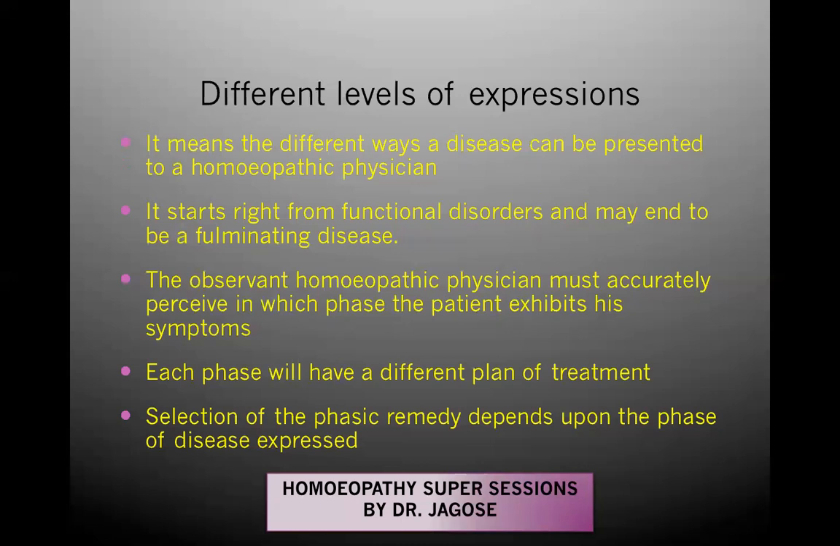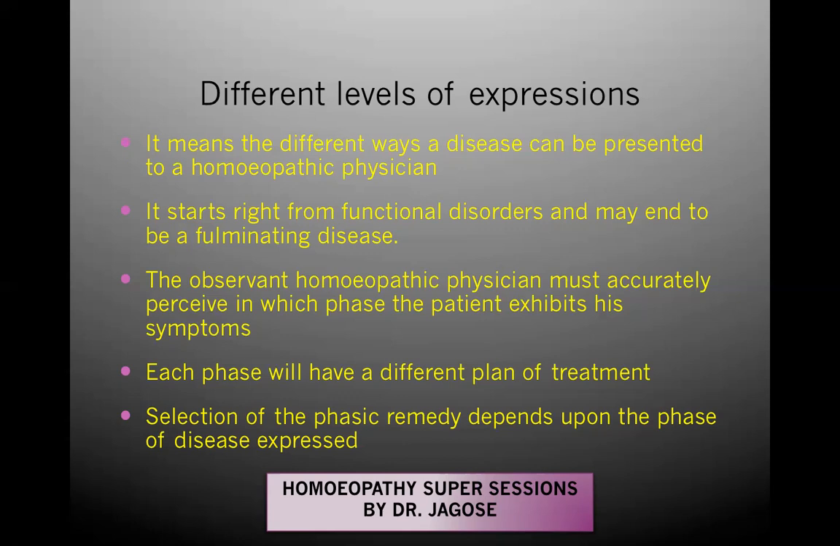Now, different levels of expression. It means the different ways a disease can be presented to a homeopathic physician. So patients come to you with different diseases, with different expressions, and it is only by this expression that the homeopathic physician can find out what is wrong with the patient. It starts right from the functional disorders and may end in a fulminating disease. So it goes from the functional disorders, then it may go to the pathological disorder, then it may go directly to an irreversible pathology, or directly the disease may be a very acute fulminating disease and the patient may die.